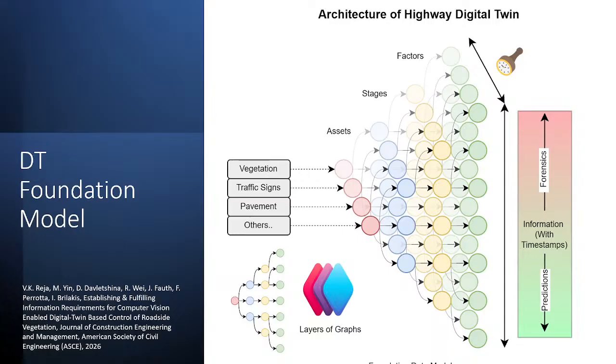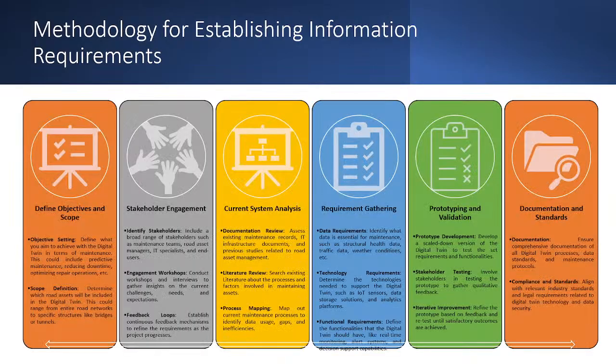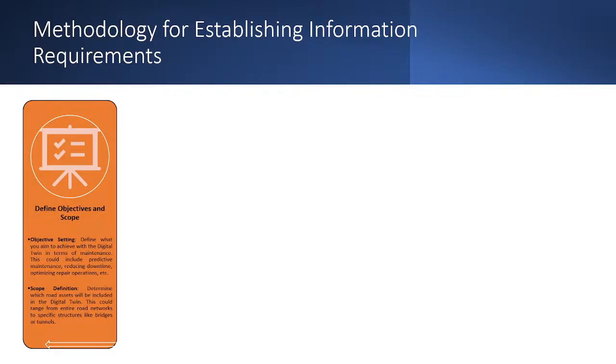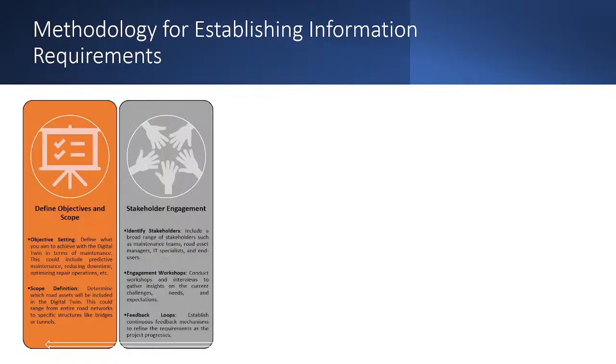So how we came up with this, and how we go about the information requirements, is something we define in this kind of framework. First is the objective and scope definition, what we want to do with these information requirements. Second is stakeholder engagement. Every team has different types of stakeholders involved in maintaining their assets. For example, a vegetation team will have a vegetation maintenance contractor, the cutting and clearance team, as well as the decision-making team at the planning level. So we interacted with them, had workshops, had feedback loops.